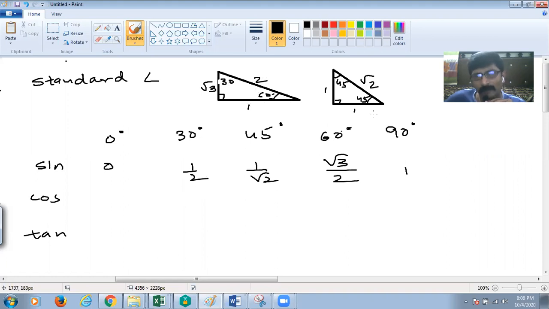And if you can't remember this triangle, don't worry students, I'll give you a simple trick how to remember all these things. Just stay tuned and wait a little longer, I'll tell you the simple trick by the end of this video.